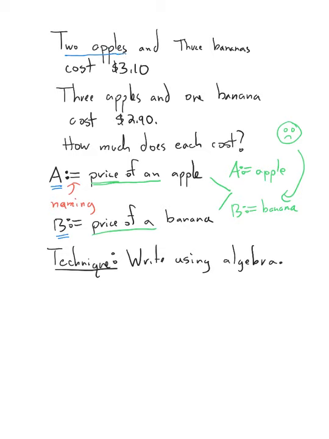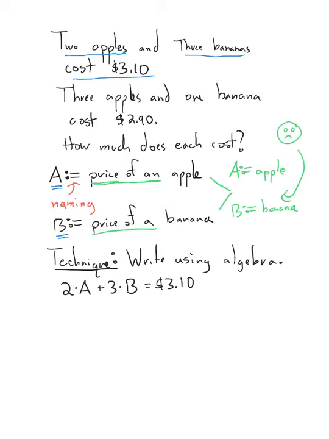So we have 2 apples and 3 bananas cost $3.10. So that means I have 2 apples and each apple costs some amount. Remember that price is A, and I add that to 3 times the amount a banana costs. Well, we know that's going to be $3.10.